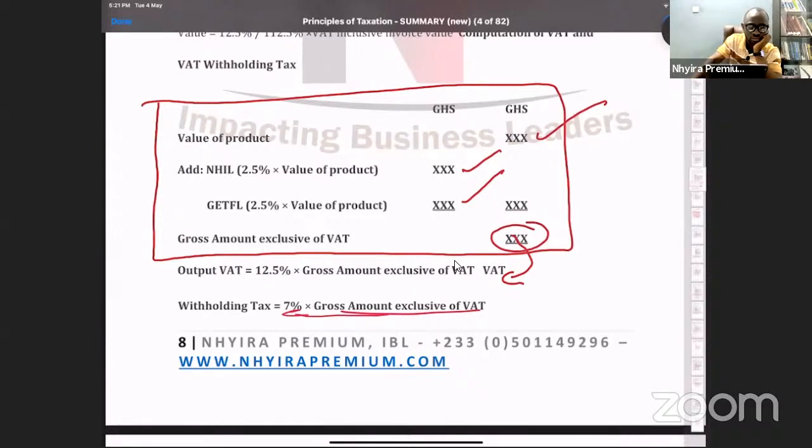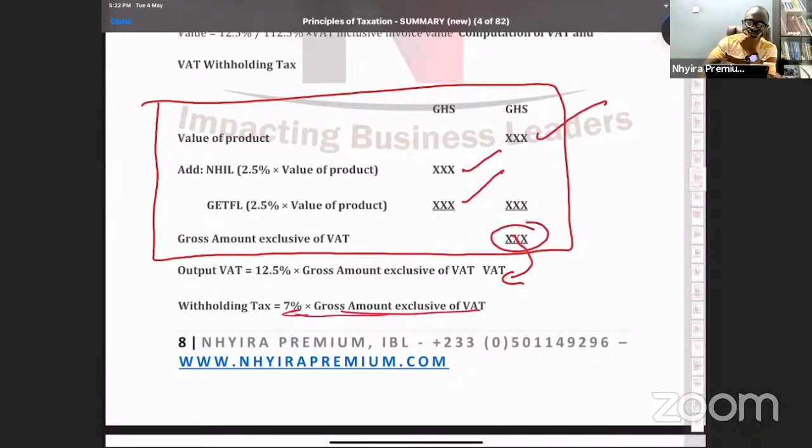But in one of the past questions, I don't know whether November or May, they did both before charging the withholding tax. Which year was that? I think it should be November, last year. Okay, I will look for it and then I'll get back to you.